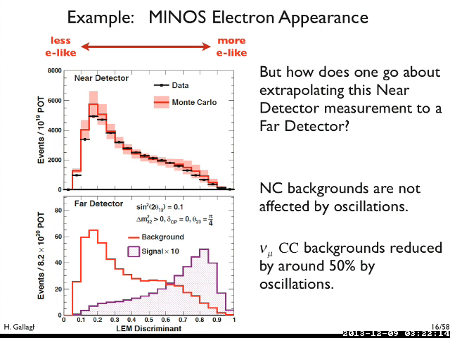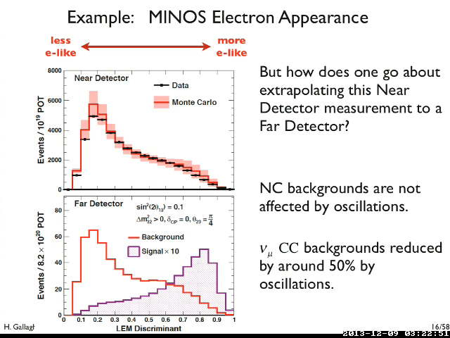Contributions to this analysis come at about a 2-to-1 ratio. Basically, for every two neutral current background events, you have one muon neutrino charge current event. That comes from the Monte Carlo. So if we think of taking this measurement and extrapolating it to the far detector, our neutral current events aren't oscillating, so they would extrapolate directly. But most of our muon neutrino charge current events are oscillating away by the time they get to the far detector.